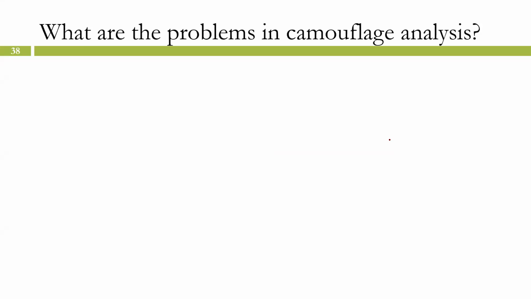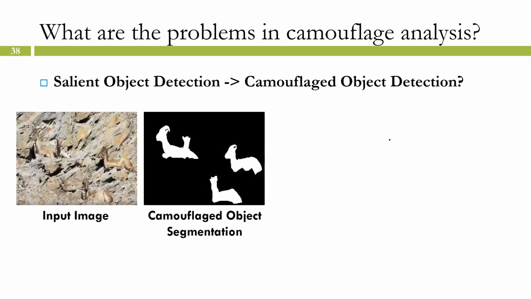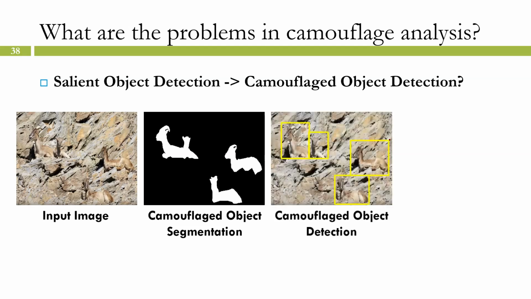So what are actually the problems in camouflage analysis? Well, Tam, if we have salient object detection, we name it camouflage object detection, right? Yeah, it seems right. But it doesn't seem right, because we name it camouflage object segmentation. Why? Because the output here is the mask. We don't have the bounding boxes, just like we have in object detection.